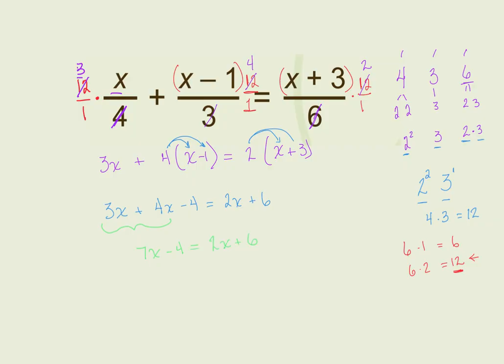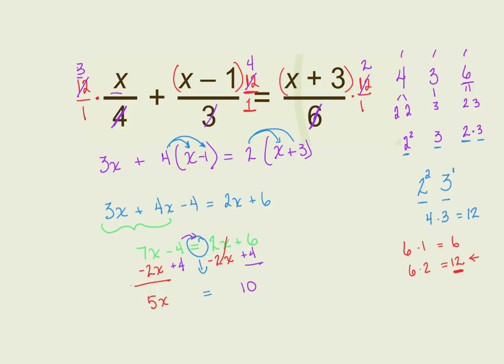I'm now ready to get all of my variables to one side. Remember, do the opposite. Get all of my numbers to the other side. Remember, do the opposite. And don't forget, you do have an equal sign there.